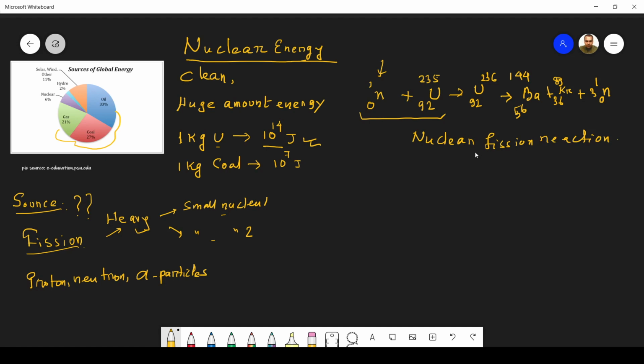In such a nuclear fission reaction, a huge amount of energy is produced. How much energy is produced? That energy value is close to 200 mega electron volt. How this energy is produced, how we get this much energy, and how it is utilized in power generation, we shall discuss in the next video. Thank you very much for watching, and I will see you next time.